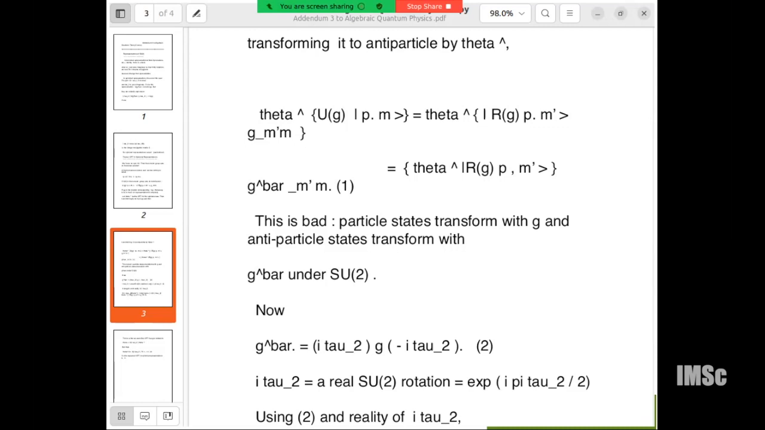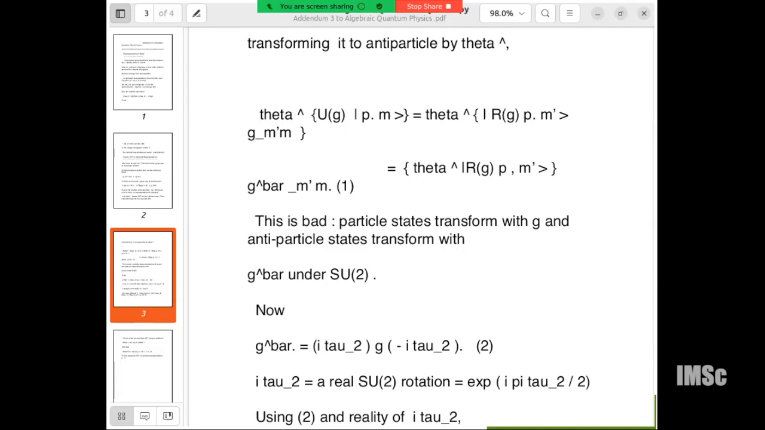Let me take a transform. So |p, m⟩ is a particle state, and let me apply the rotation group. U(g) is the rotation. And let me apply the theta operation on this. Theta is a CPT operation. So the image of this operation is something in the antiparticle representation. So this object here is representing a vector corresponding to the first electron, the second will be the positron.